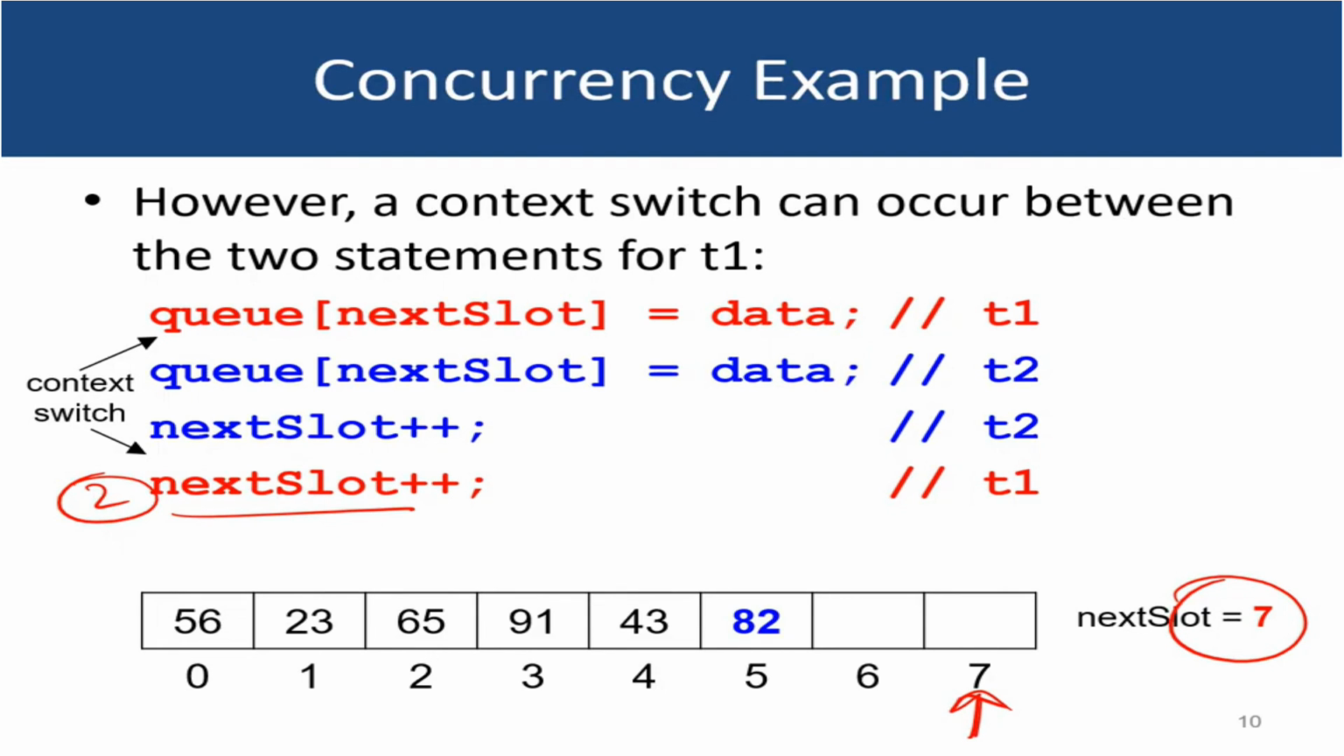So what has happened due to this unpredicted context switch and interleaving of instructions across threads? First, we have lost the data item 17, which was the data item from thread T1. T1 was trying to add 17. And second, if we continue like this, you note that the next data item that would be added now would be at slot 7. We are leaving these gaps in the shared queue.